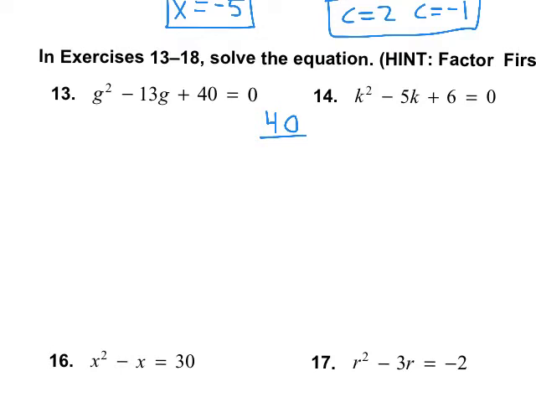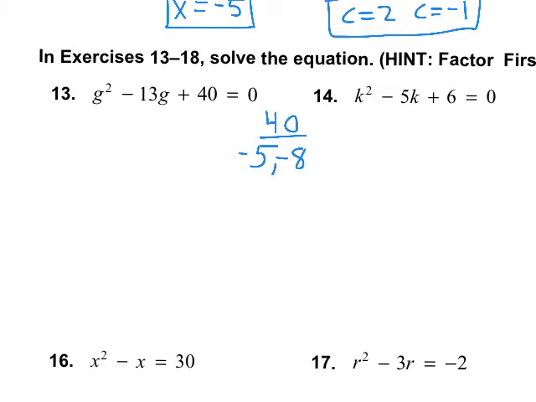Okay, so I have what? For 40, I have 1 and 40. That's not going to help me. I have 2 and 20. That's not going to help me. 3 doesn't go in. 4 and 10, that isn't going to help me. And then I have 5 and 8. And 5 and 8 add to 13. Remember, I need negative 13, so I want the factors of negative 5 and negative 8.